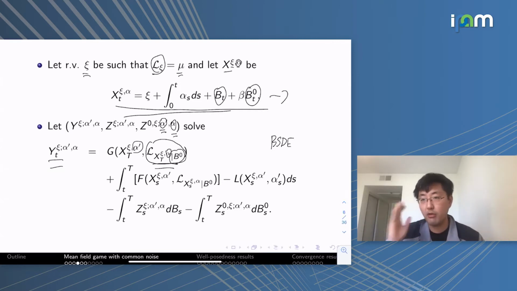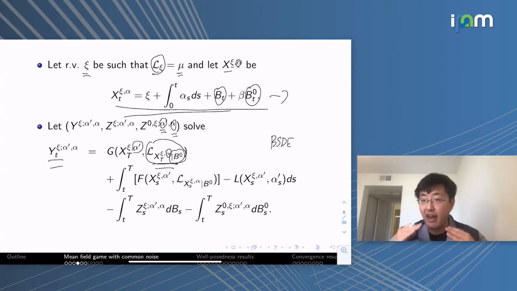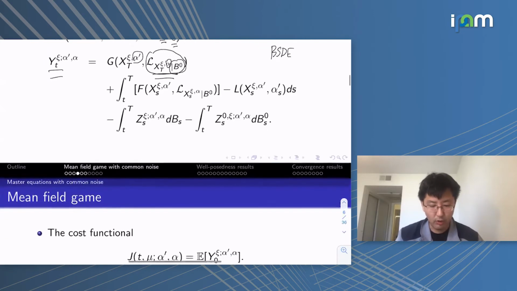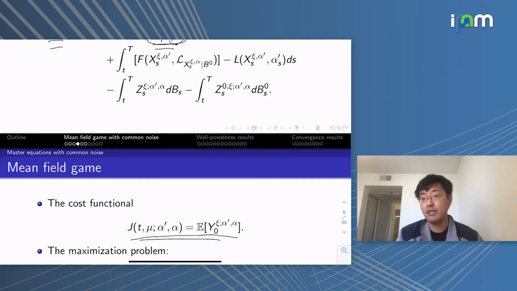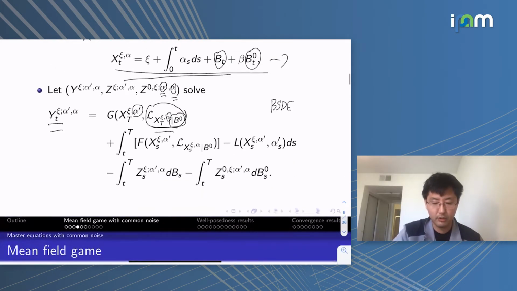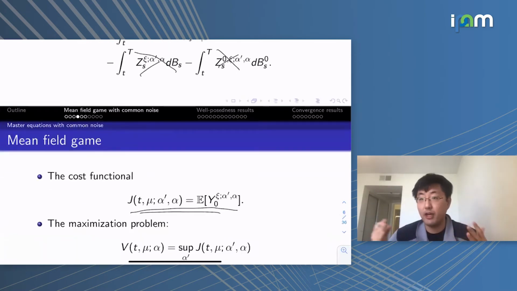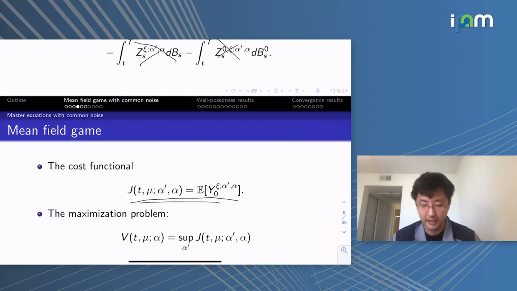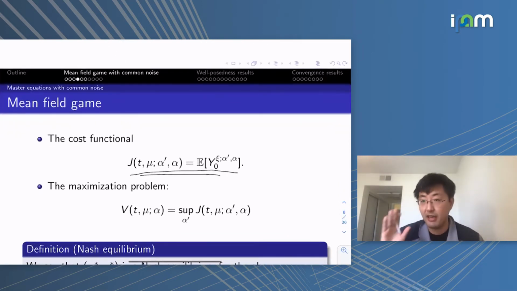So first you fix the control for the population, and then you want to maximize over all alpha prime. First I define my cost function. Whenever you take expectations, you go back to here, and you do not have these two terms. And this is the value function, or the representation formula for the solution of the Hamilton-Jacobi equations. Again it depends on alpha and alpha prime, and I want to fix alpha and then maximize over alpha prime. This is the maximization problem I want to study.